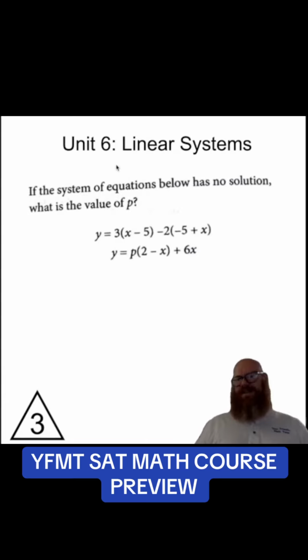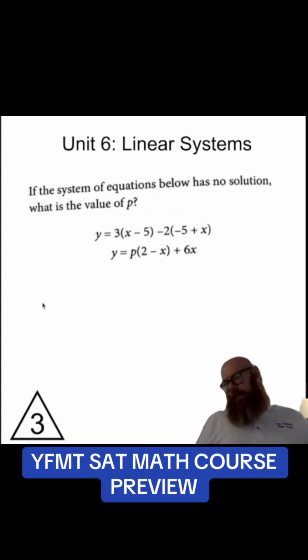So our unit 6 is on linear systems. We have a level 3, which is the hardest of problems. And we're trying to find the value of p that would give us no solution. Now, these problems are great for sliders if we have multiple choice, because then we can make p those four values and see which gives us a set of parallel lines. But that, to me, is not the best way to do this necessarily.